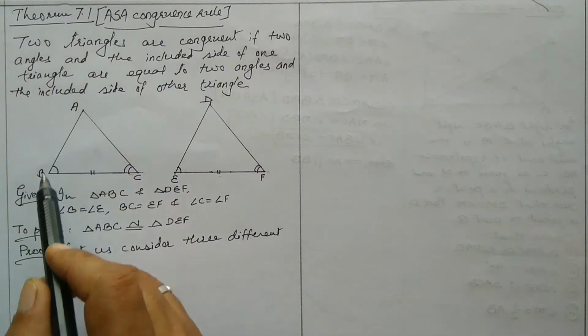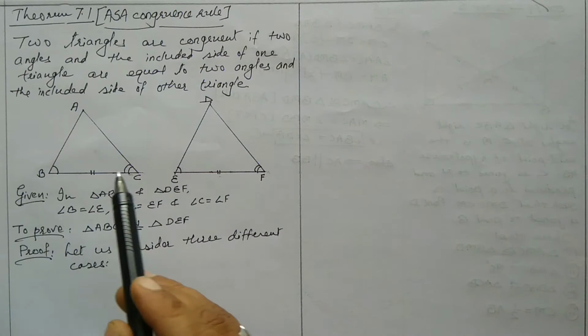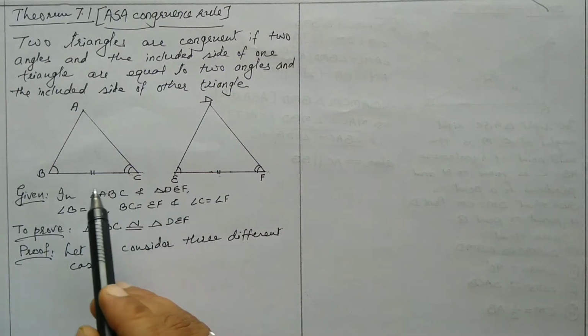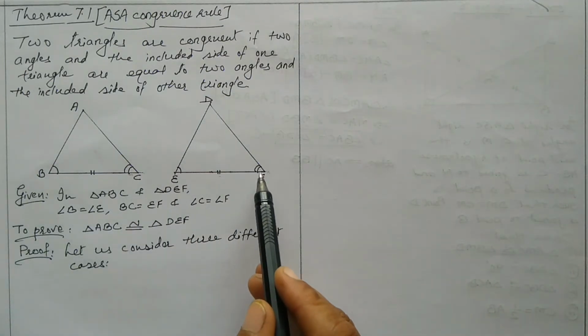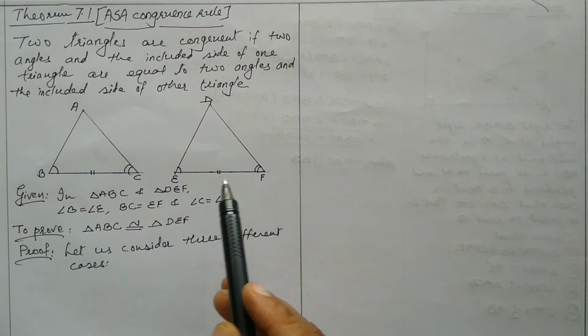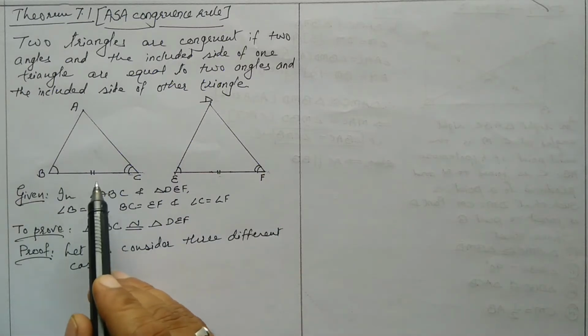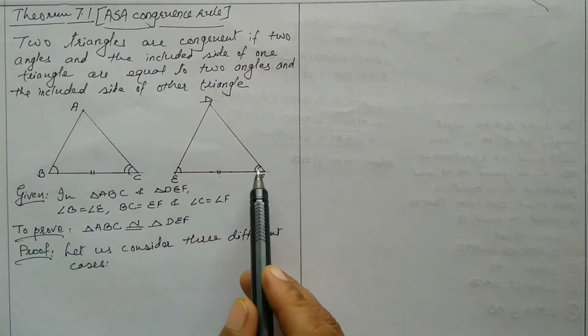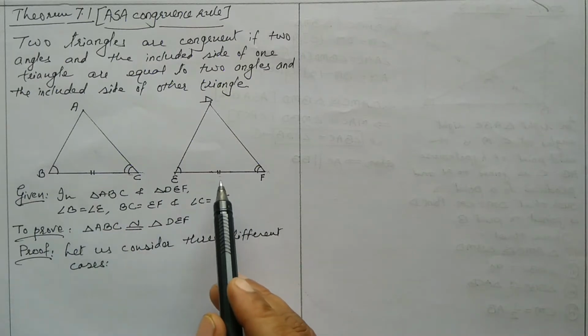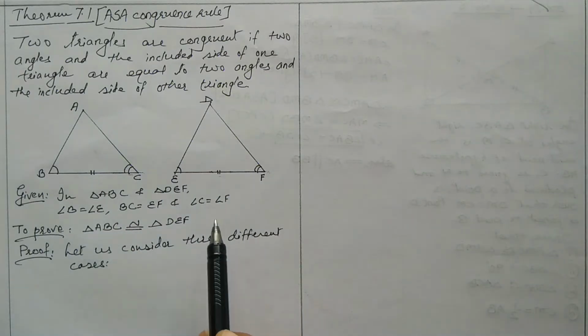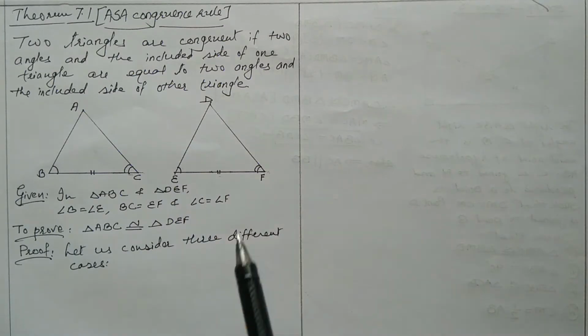So here, in triangles ABC and DEF, angle B is congruent to angle E, and angle C is congruent to angle F. Between the two angles there is side BC, and between the two angles there is side EF. So BC is congruent to EF. We have to prove that triangle ABC is congruent to DEF. Okay, so let us see the proof.